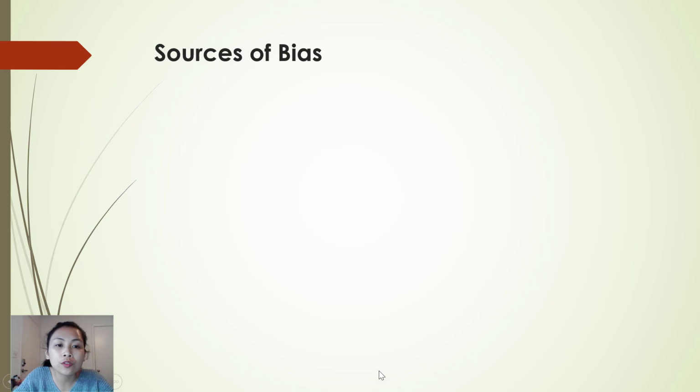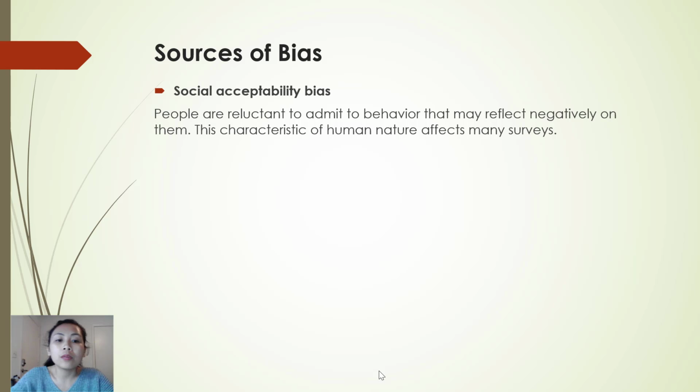Now we move on to social acceptability bias. People are reluctant to admit to behavior that may reflect negatively on them.